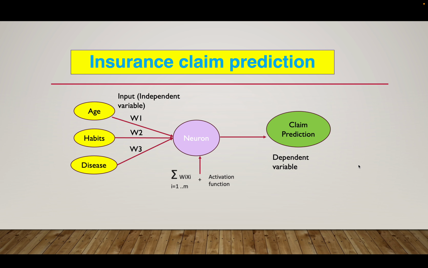So this is how we provide the input and its corresponding weights. Then in a particular neuron, we will do the multiplication and summation of those weighted inputs, as we discussed earlier, and then apply the activation function, which leads to the claim prediction: whether this particular insured person would be coming to claim any insurance or not.